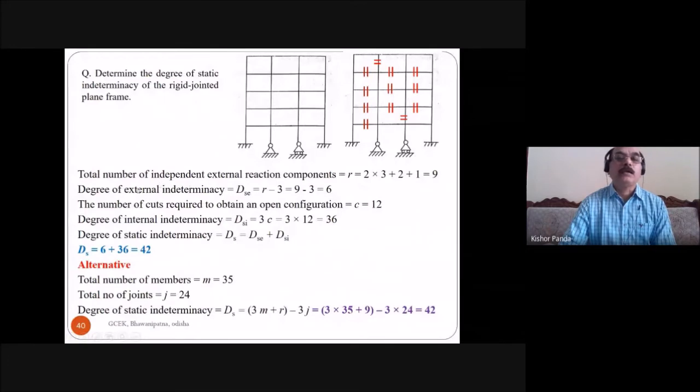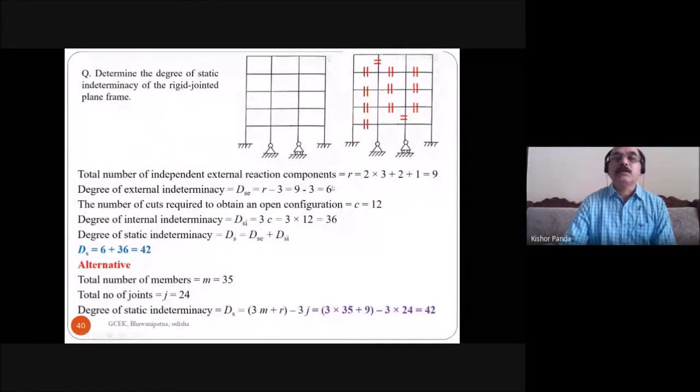Then you find out the degree of external static indeterminacy. DSC is equal to R minus 3. R is the total number of reaction components minus the available three static equilibrium equations. You have to deduct 3, R minus 3. So this is equal to 9 minus 3, which is equal to 6.